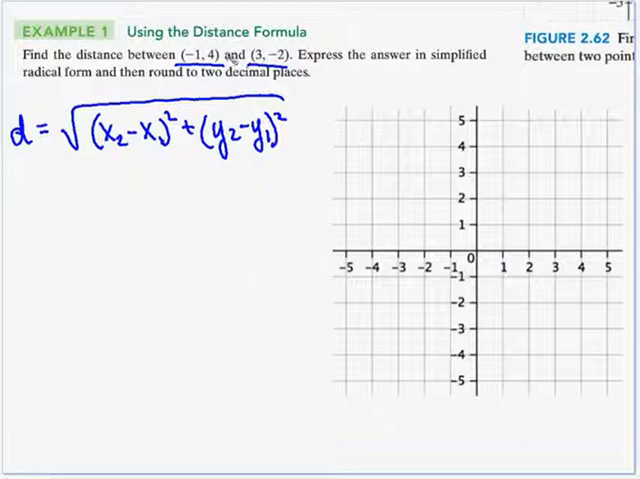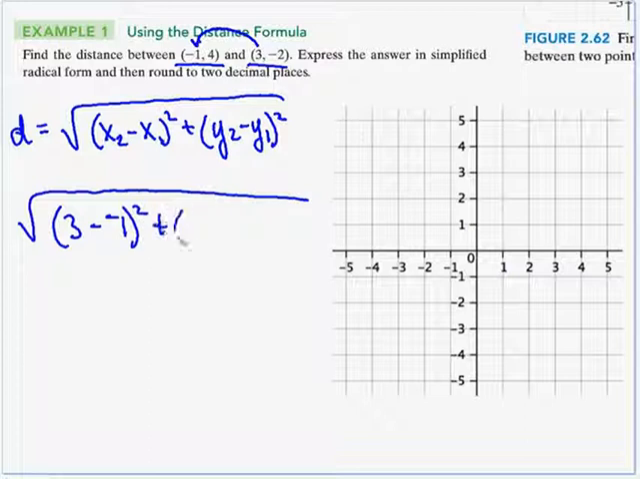All right, our 2 points are (-1, 4) and (3, -2). First, let's do our x-coordinates. I'm going to subtract right to left. Again, it really doesn't matter. Under here, I'm going to have 3 minus a -1, and we're going to square it. And then subtract my y's, -2 minus 4, quantity squared.